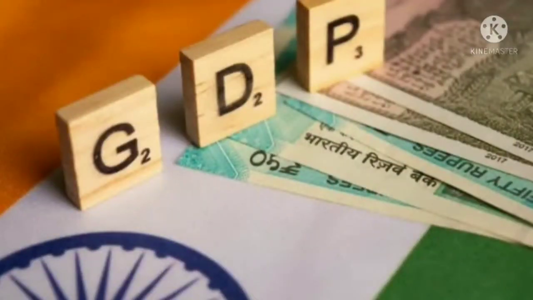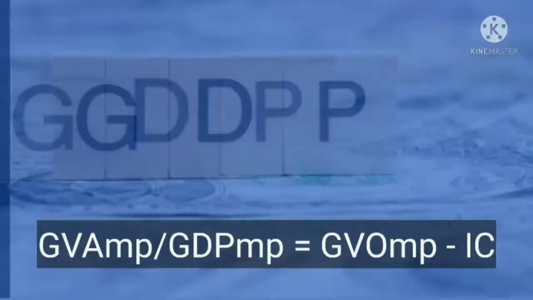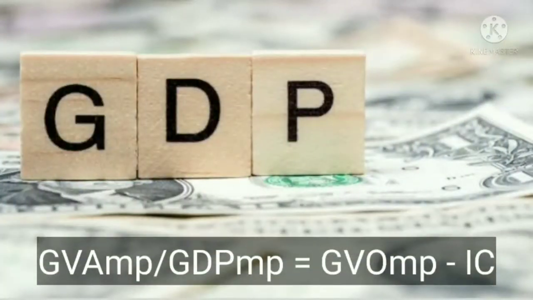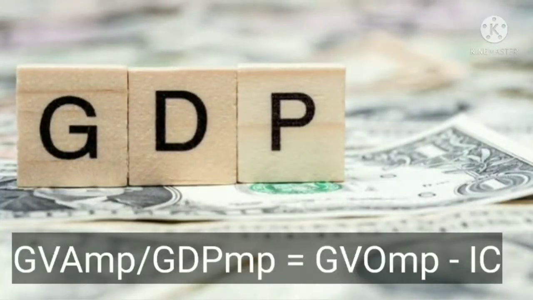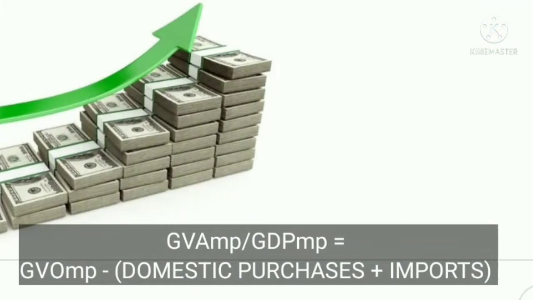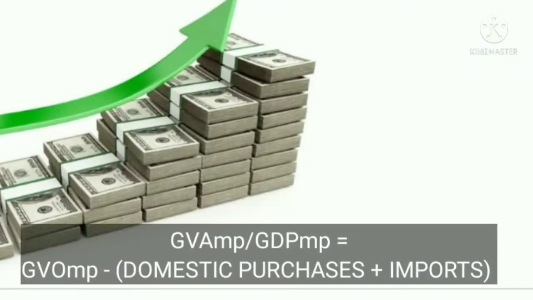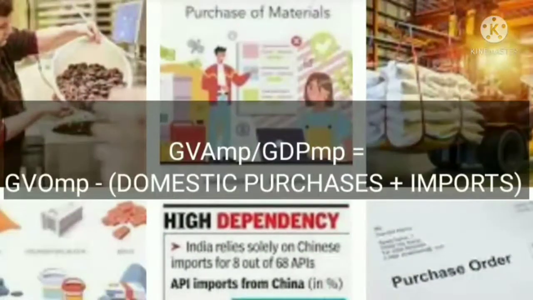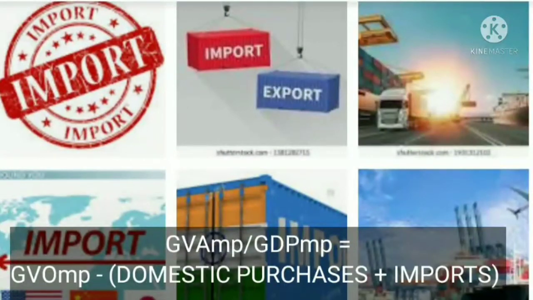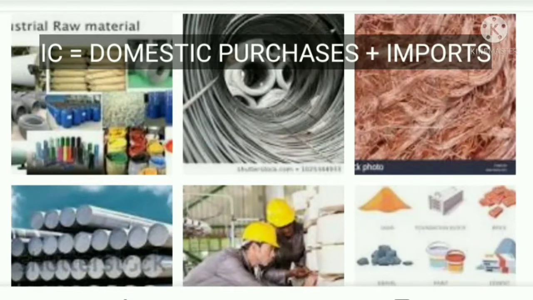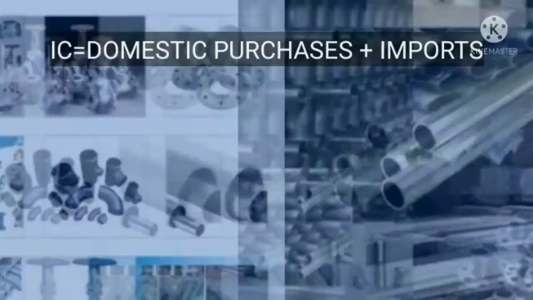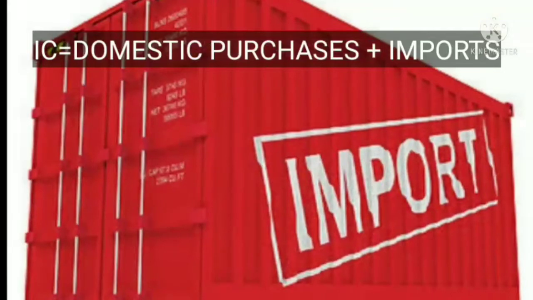GVA-MP or GDP-MP is equal to GVO-MP minus intermediate consumption. In other words, GVA-MP or GDP-MP is equal to GVO-MP minus domestic purchases plus imports. Intermediate consumption or IC is equal to domestic purchases plus imports.